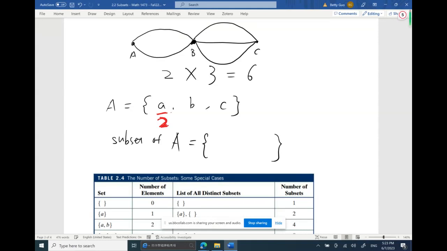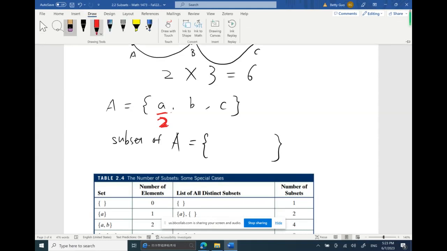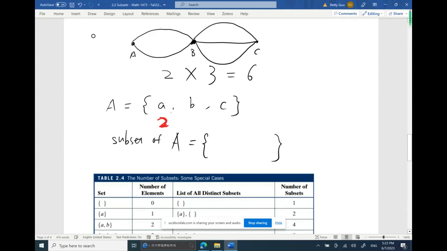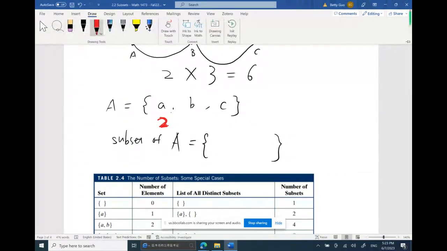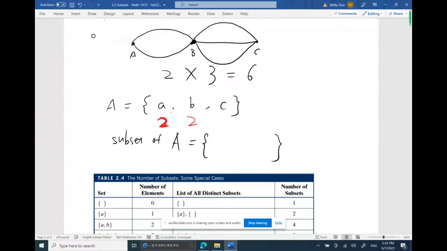The first part of the task, we have 2 ways to determine: are we going to use the first element or not? All right, so 2. And the second step is to determine: are we going to use the second element B or not? We either use it or not use it, right? So we have 2 different ways to do that.